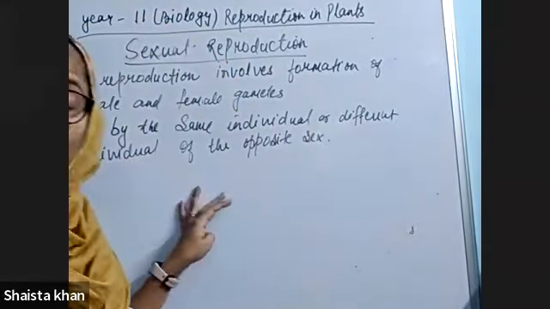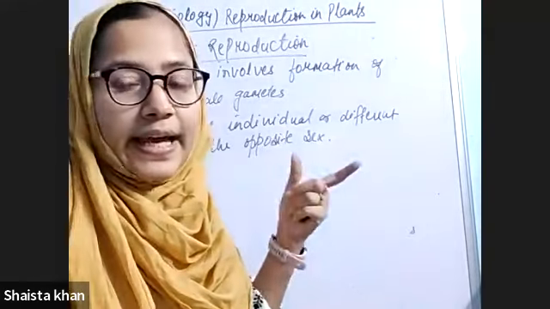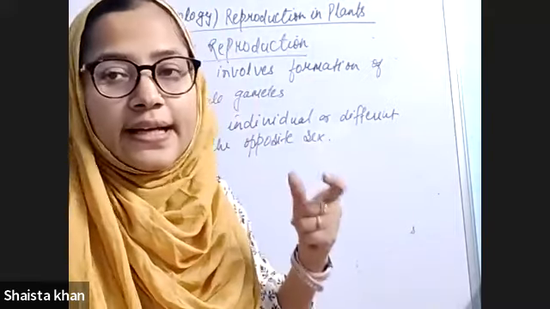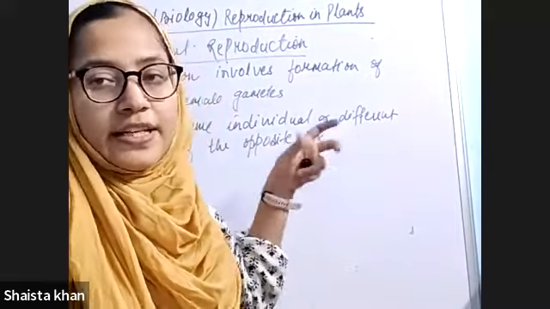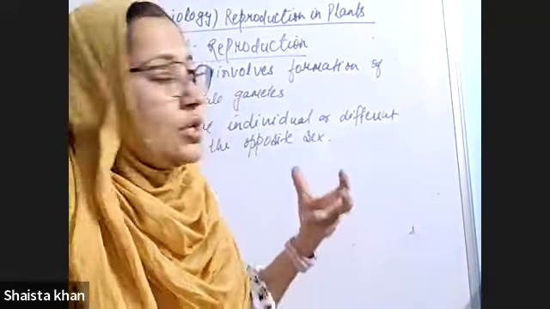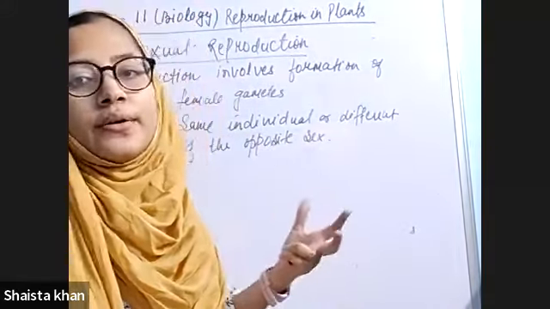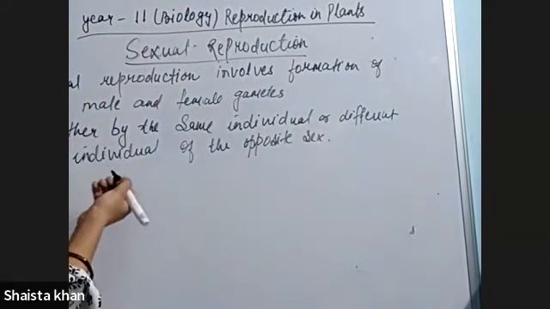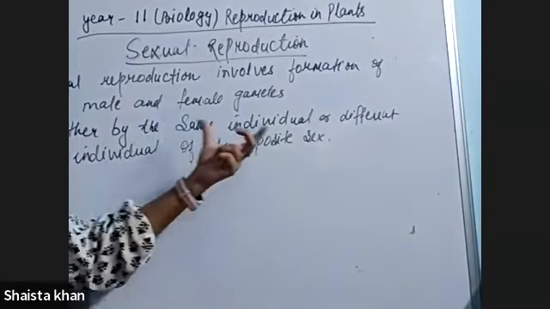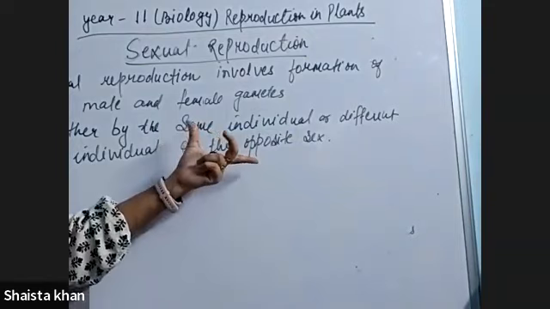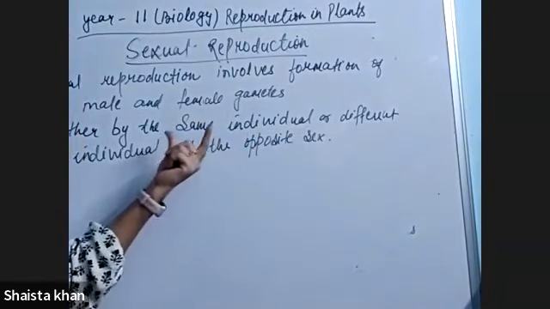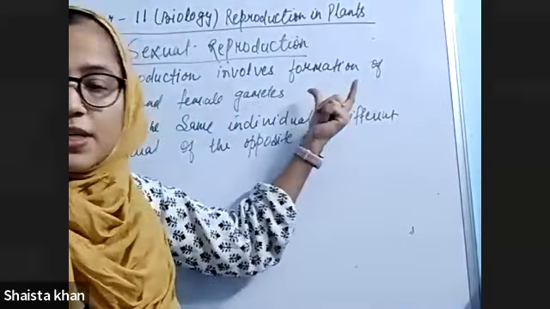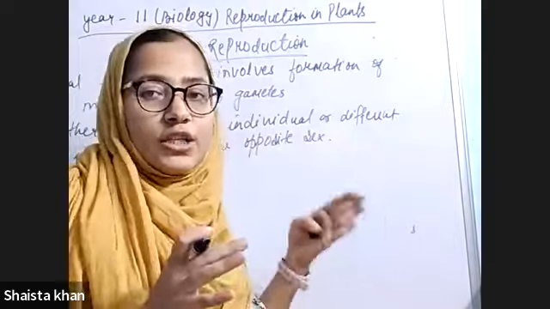For example, if you talk about cats, there will be a male cat and a female cat required. It requires a female cat's egg and a male cat's sperm to fuse so that a new individual will be born. Fine. See, when the fusion happens, it will form the zygote.